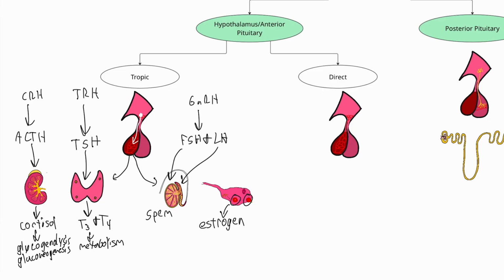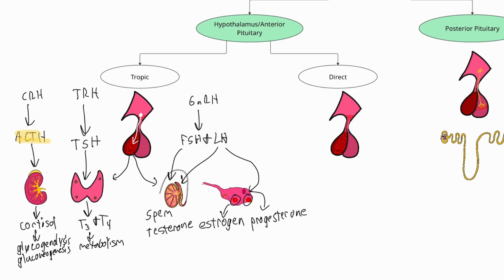LH in males will cause the production of the hormone testosterone. And then testosterone causes male sexual development. And in females, it's going to cause the rupturing of the follicle, which then forms the corpus luteum, and the corpus luteum produces progesterone. Estrogen will cause the uterine lining to thicken, and then progesterone will maintain that thickness.